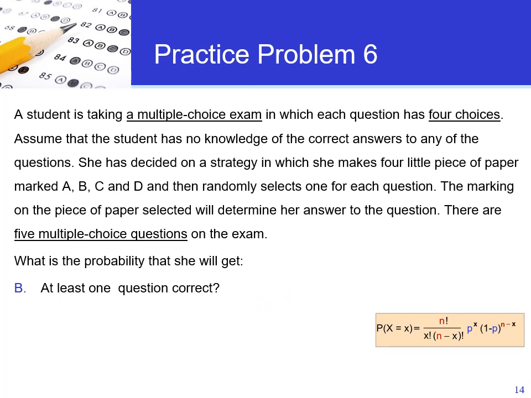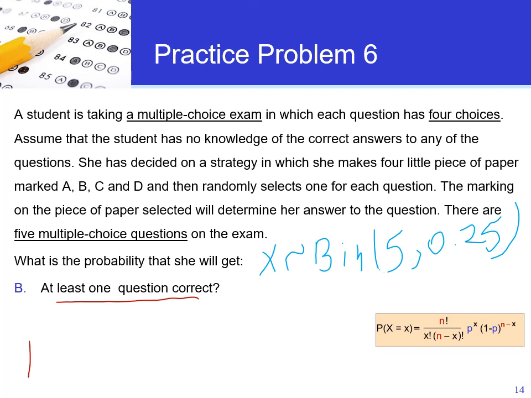So here we are looking for at least 1 question. We know that X, the number of questions that she gets correctly, is still a binomial distribution with n equal to 5 and p equal to 0.25, the probability of success. All right. So the question is asking for at least 1 question correctly. What does this mean? This means the probability of X greater than or equal to 1, right? At least 1 means 1 or 2 or 3 or 4 or 5. This is what it means.